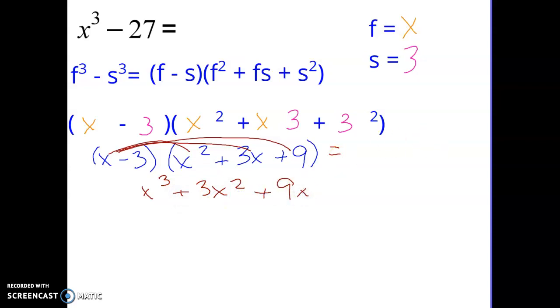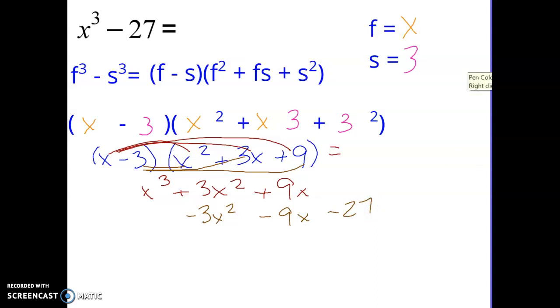Okay, now I'm going to do the same thing. I'm going to change colors. I'm going to do the same thing with that -3. I'm going to distribute -3 here, here, and here. So negative 3 times x is negative 3x squared, and I'm going to line it up with this x squared term, so I already have my like terms together. Negative 3 times positive 3x is negative 9x, and negative 3 times positive 9 is negative 27.